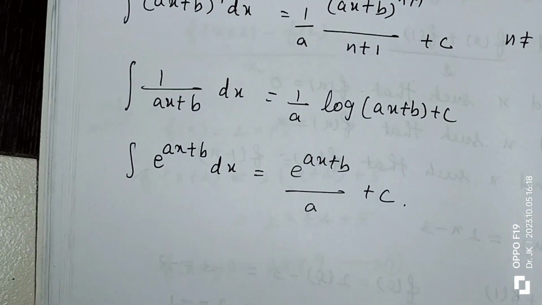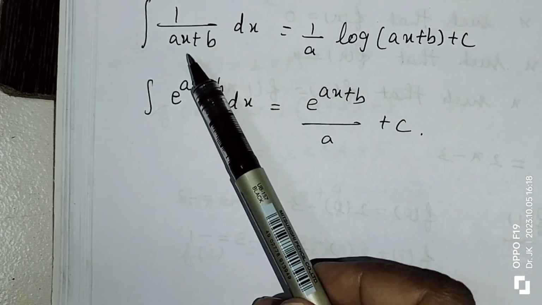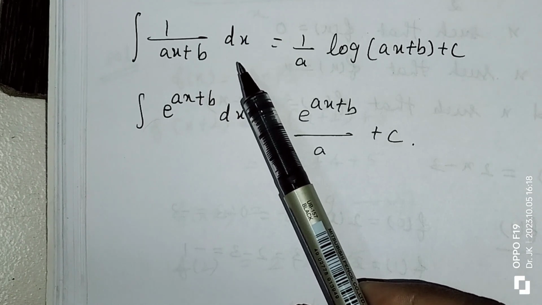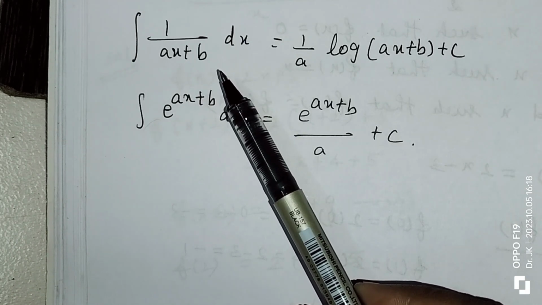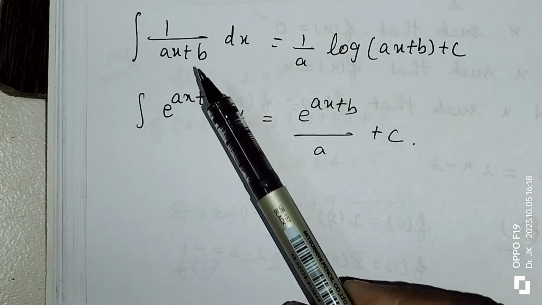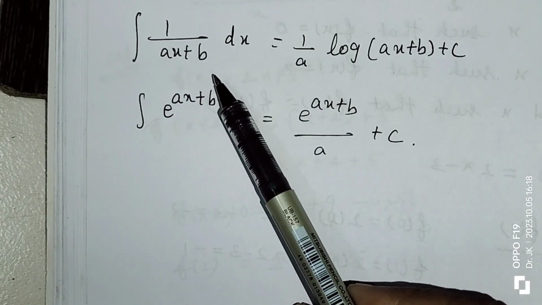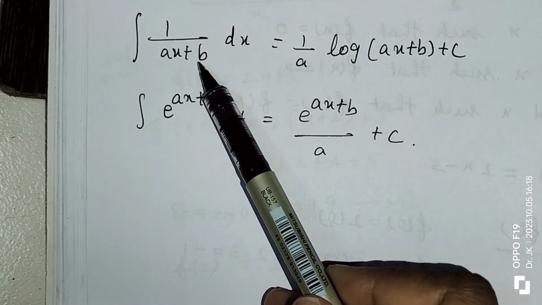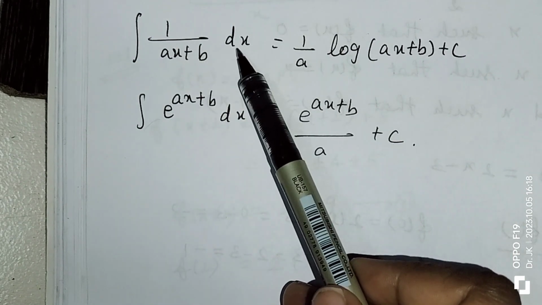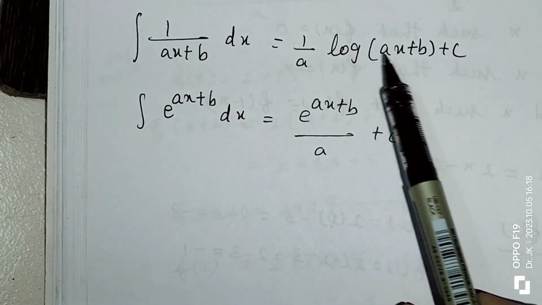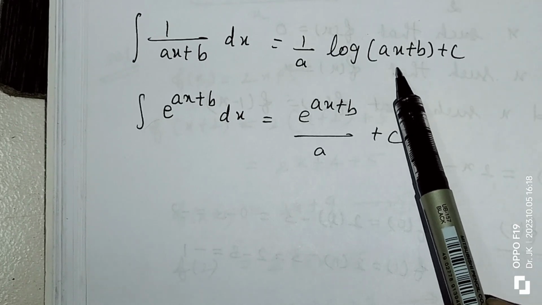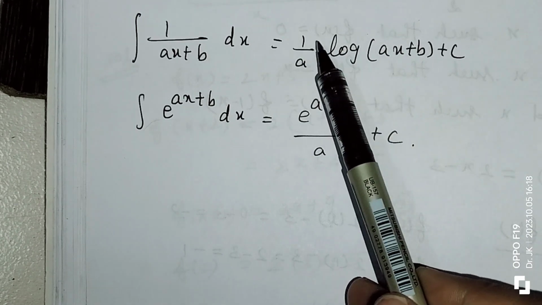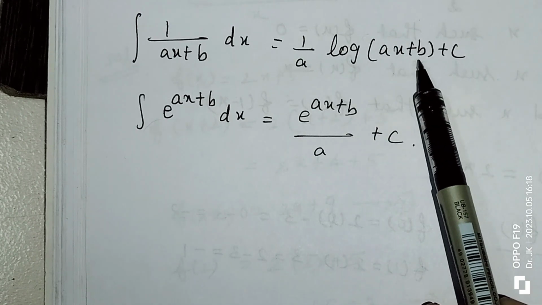And then the second one, integral 1 by ax plus b dx. So we know that integral 1 by x dx is equal to log x. Here also we can apply the same. You just consider ax plus b is equal to x. If it is 1 by x dx, that is log x. So log of ax plus b. Again you have to differentiate ax plus b, which gives only a. So 1 by a into log of ax plus b plus c.